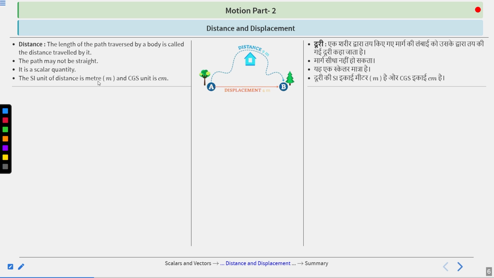The SI unit of distance is meter, m, and the CGS unit is cm. SI means the international standards of measurement, where we measure distance in meters. In the CGS system, centimeter, gram, and second, we measure distance in centimeters. Here, if it is written 9 meters, in which unit have we measured it? In the SI unit. Got it? If it would be 9 centimeter, then it would be a CGS unit.